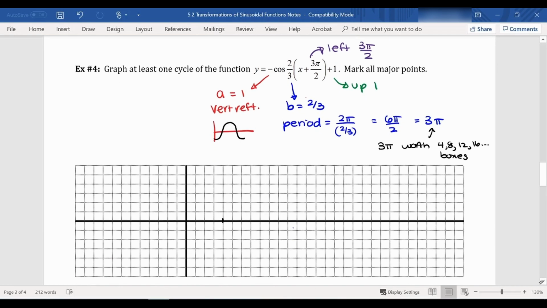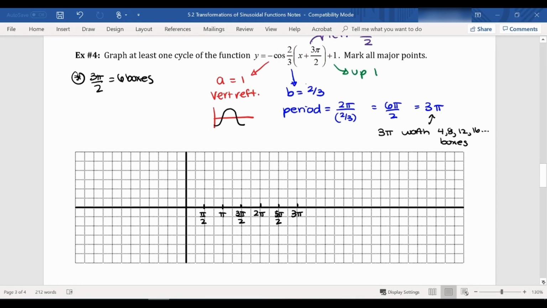So I'm going to make 4 boxes worth 1 pi. And that way pi over 2 is worth 2 boxes. And what that means is 3 pi over 2 here is going to be worth 6 boxes. Okay, so when it comes to moving left, right, that will help us figure out where we're moving. Okay. We also know that because our a is still 1, we only need to go up to 1 and down to -1.